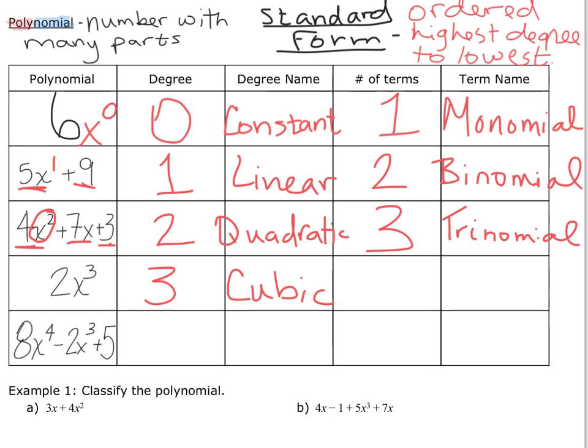1. So this is a monomial. Here we go. So 2x cubed is called a cubic monomial.